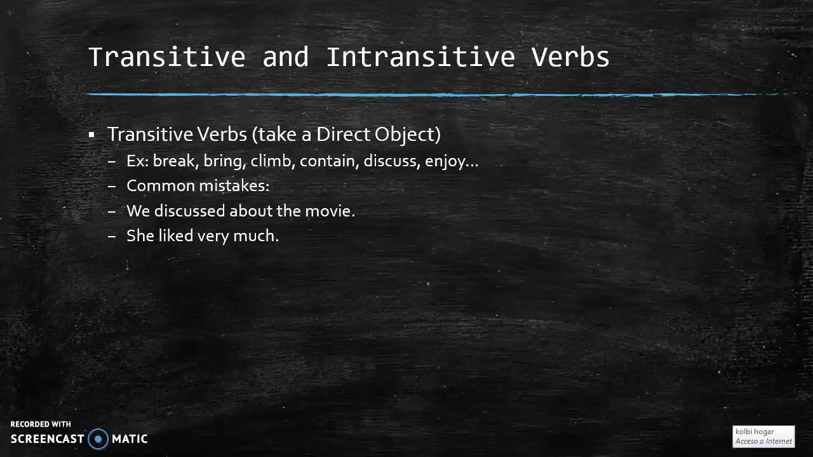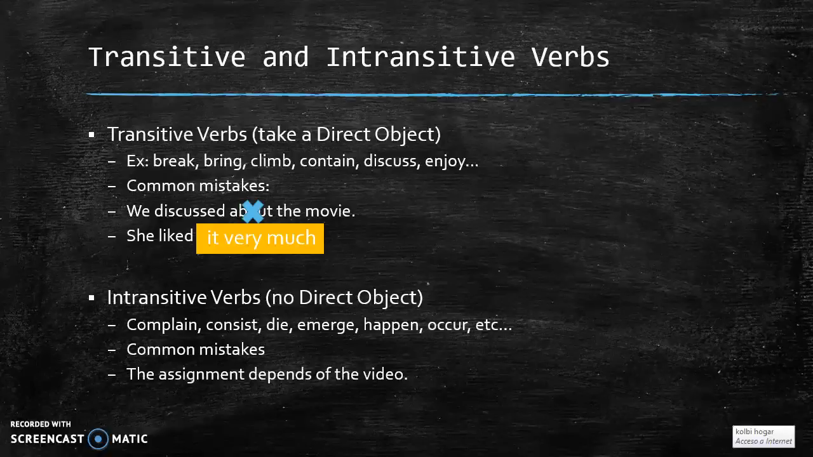Common mistakes: adding a preposition that shouldn't be there. For example, we discussed about the movie. The correct thing would be to say, we discussed the movie. And omitting the direct object. She liked very much. We would have to say she liked it very much.